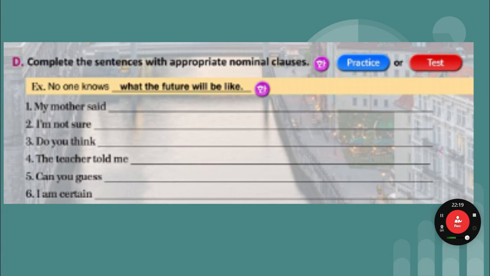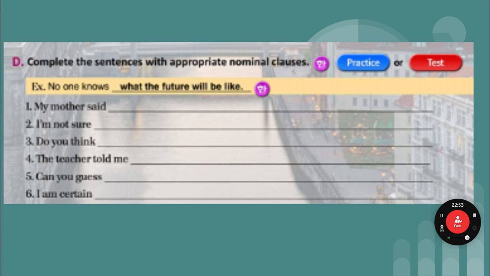All right, complete the sentence with the appropriate nominal clauses. My mother said that. Okay, write down something your mother said. My mother said that you should brush your teeth after every meal. My mother said that you should do your homework. Something your mother would say. I'm not sure that. I'm not sure what. Something like that. I'm not sure that we'll finish off the semester on time.